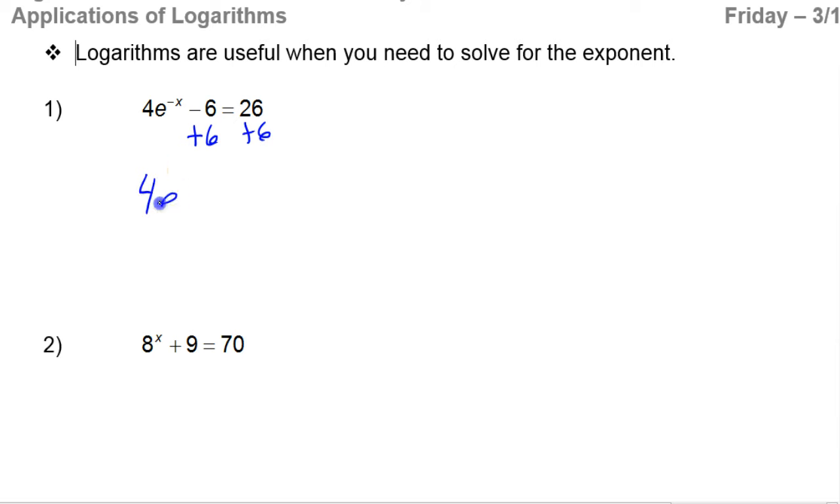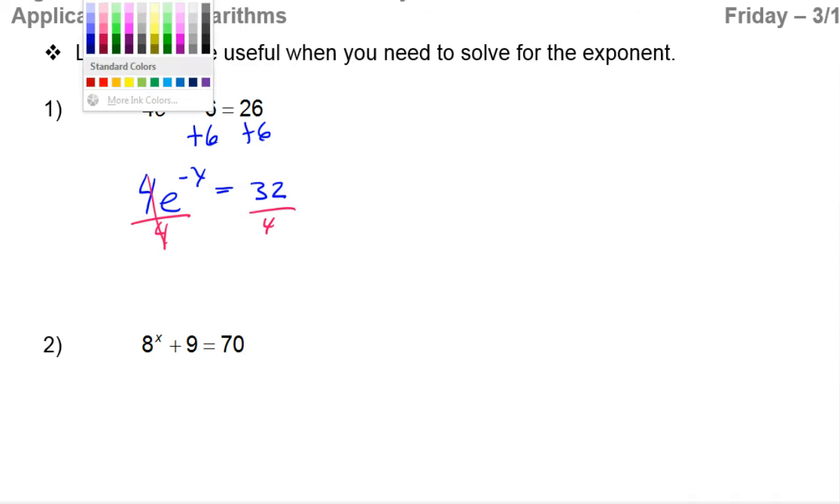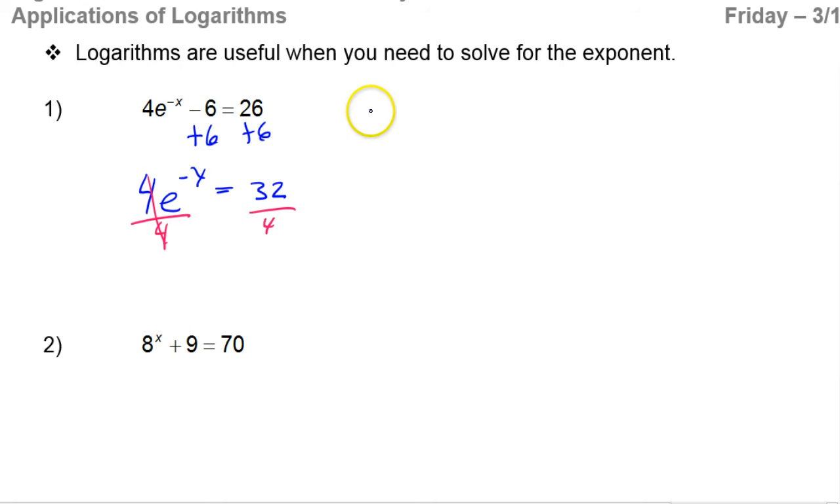So that would give you 4 times e to the negative x power is equal to 32. So then you just divide both sides by 4. So that will give you e to the negative x power is equal to 8. At that point, it's time to rewrite the problem in log form. Now, if you just did that blindly, you would write log base e, and you would switch these, so that would make this log base e of 8 is equal to negative x.